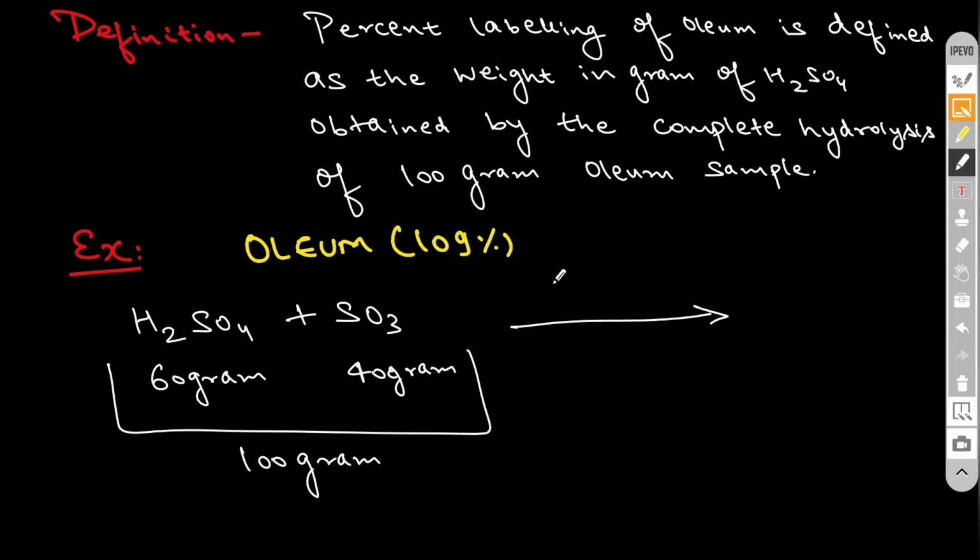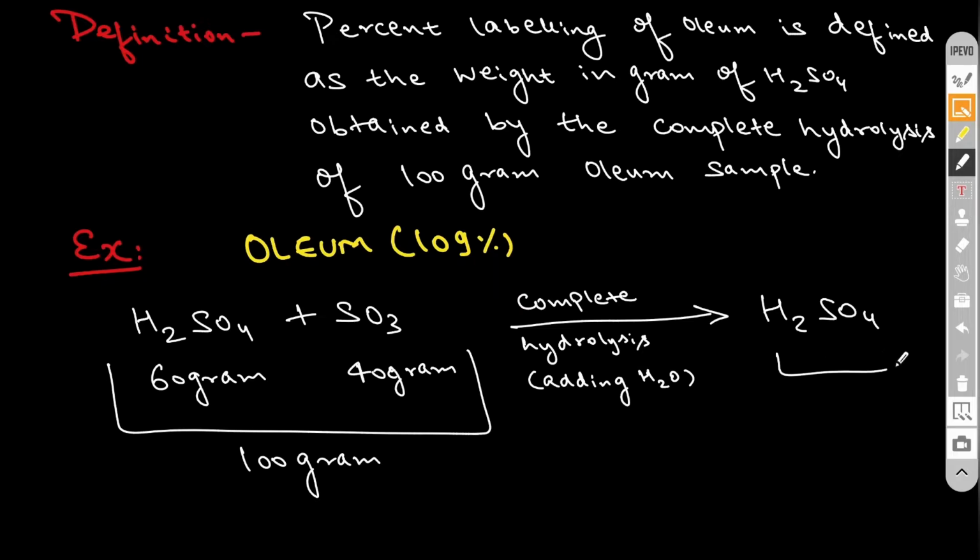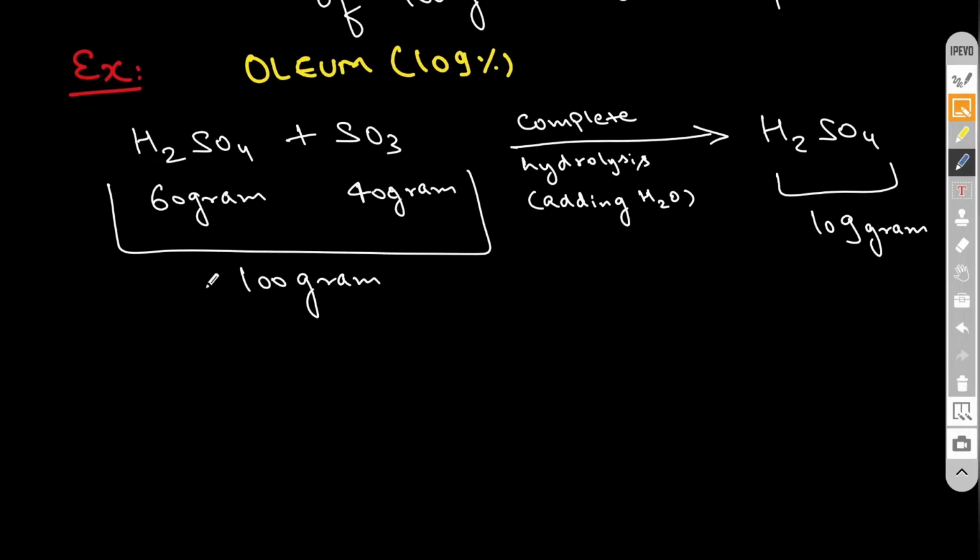Now for the final mixture we have to do complete hydrolysis, basically adding water, and we'll get oleum as 109 percent, which in simple terms also means that the weight of H2SO4 finally obtained will be 109 gram. This is the simple conclusion we can draw from the given example: 109% oleum means 109 gram H2SO4 in the final sample.